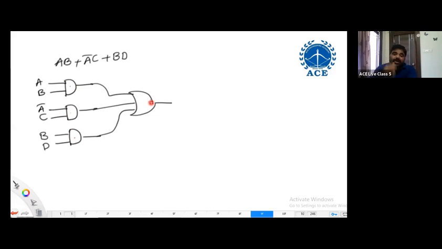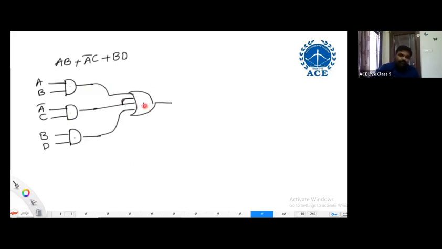Complexity cannot be estimated with the number of gates. Reason: the same circuit you have implemented like this, I'm going to implement in another way. Listen carefully. The same Boolean expression, let me show you my implementation. Will it change the functionality? No, because A bar C plus A bar C is A bar C only.